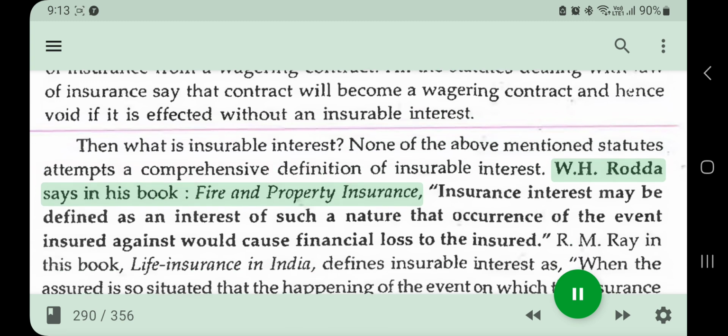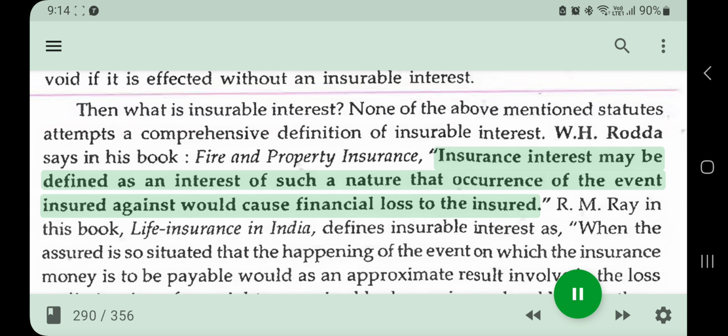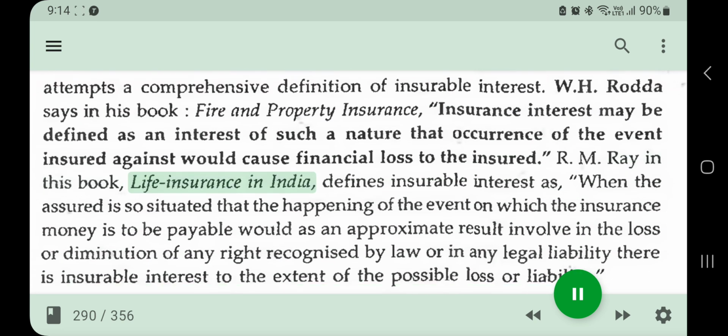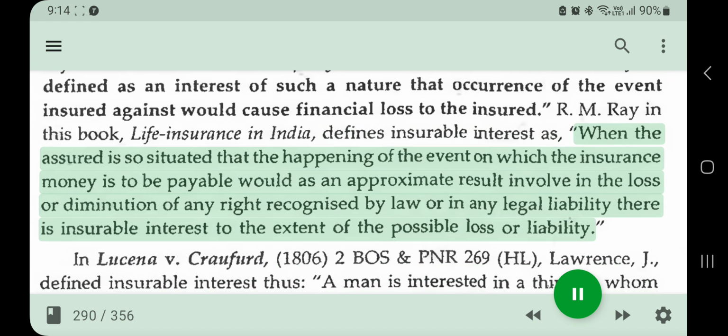W. H. Rodda says in his book, Fire and Property Insurance, insurable interest may be defined as an interest of such a nature that occurrence of the event insured against would cause financial loss to the insured. R. M. Ray in his book, Life Insurance in India, defines insurable interest as, when the assured is so situated that the happening of the event on which the insurance money is to be payable would as an approximate result involve the loss or diminution of any right recognized by law or any legal liability, there is insurable interest to the extent of the possible loss or liability.